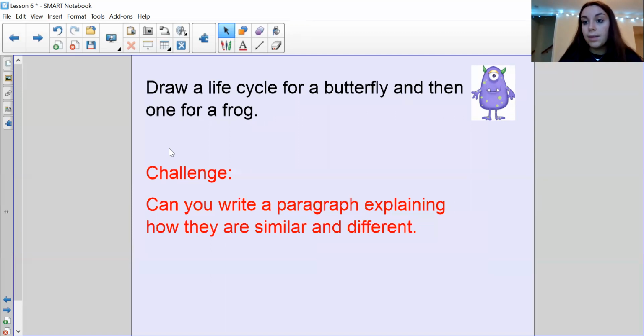Me and Ms. Fink are really excited to see your beautiful life cycles, so please take time over them. Don't just rush them. We'd like to see the arrows and each picture with a sentence, and then a paragraph underneath explaining what is similar and what is different.